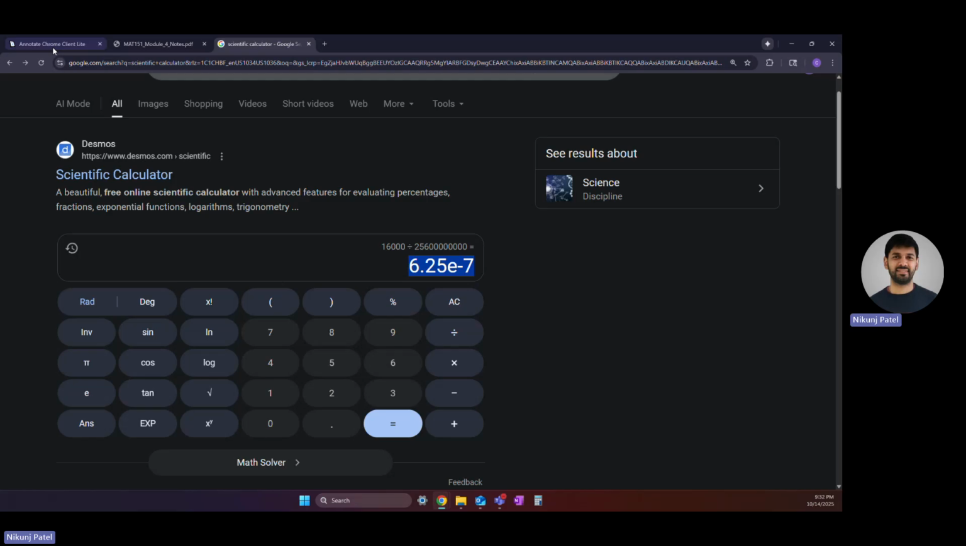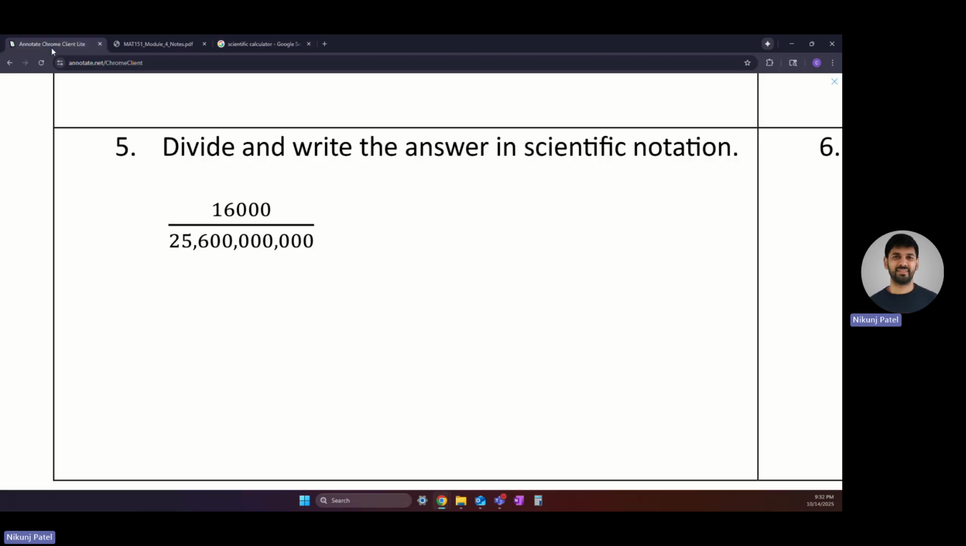And that's actually helpful. Scientific calculators will do this. We get a really small decimal. It actually turned it into scientific notation for us. So let me write this and translate it for you. 6.25 e minus 7 is what we got from our calculator. That translates to 6.25 times 10 to the negative 7.